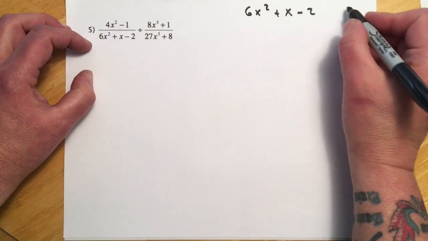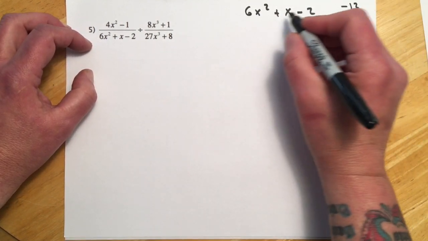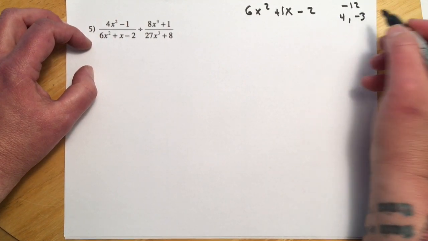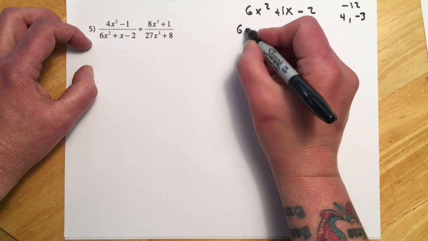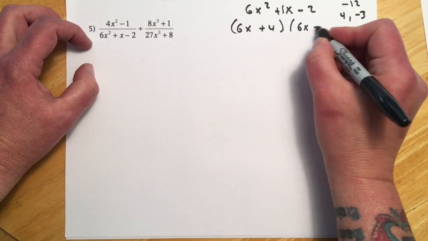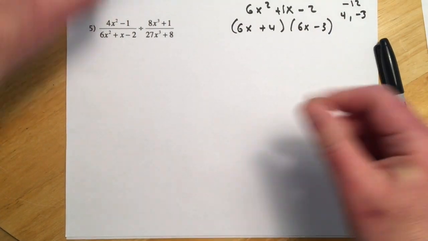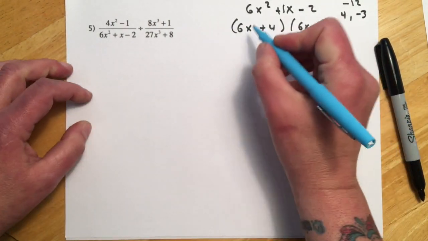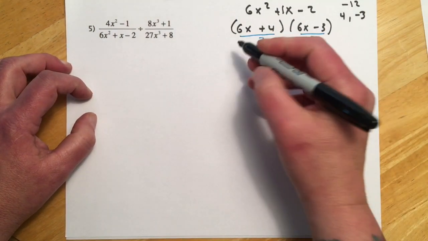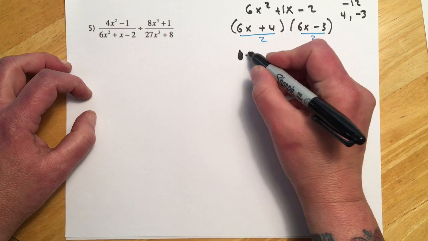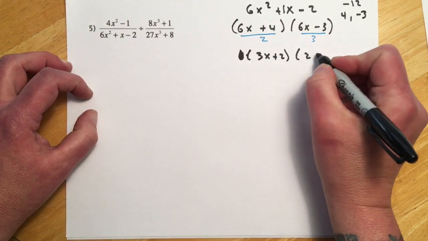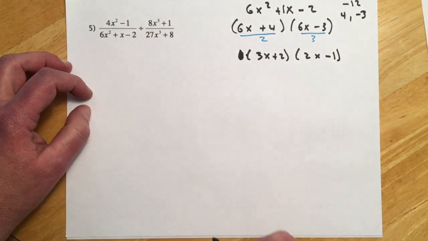So this is going to go 6 times negative 2 for negative 12. So I need to add to 1, so it'll be a 4 and a negative 3, or 1 apart. So this will be 6x plus 4 and 6x minus 3. And then I have to divide out that fake 6, so this will be 2 of it here and 3 of it there. That'll make, oops, not 6x, 3x plus 2 and 2x minus 1.